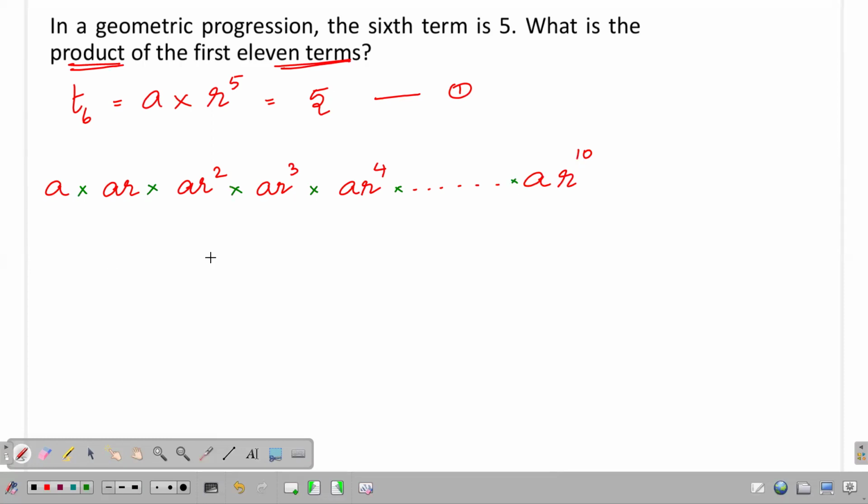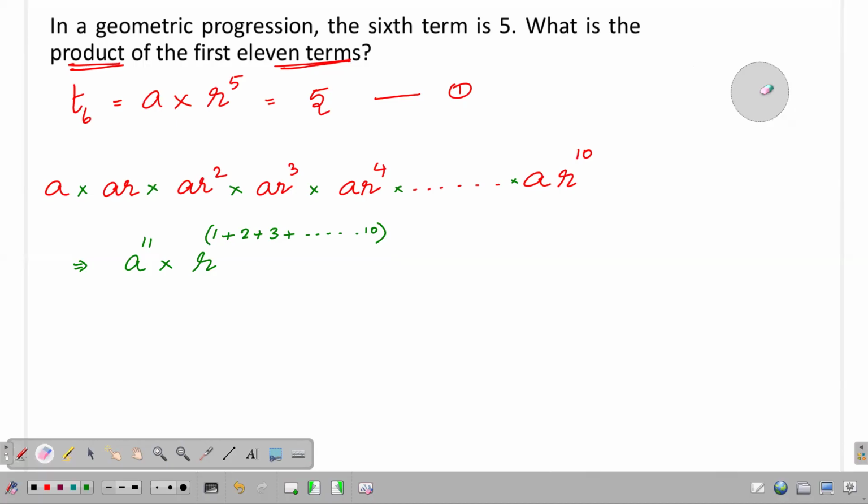AR power 10. So you can see this product when you take, it is nothing but A into A into A into A into A into etc. 11 times you are doing, 11 terms you are considering. So it will be A power 11 into, when you are considering that R, it will be R to the power of 1 plus 2 plus 3 plus etc. up to 10. The rules of indices, x raised to A into x raised to B is equal to x raised to A plus B.